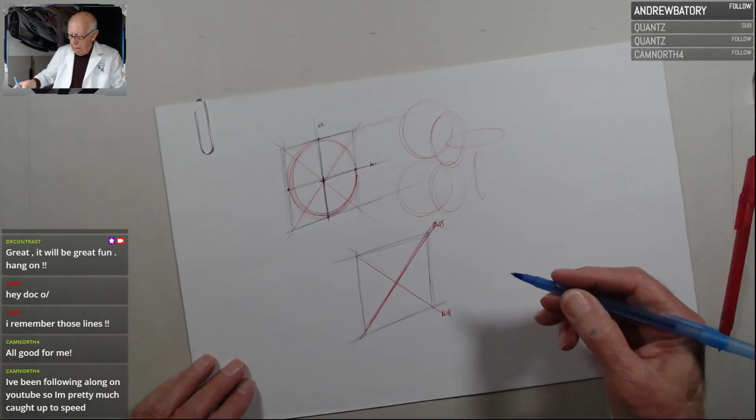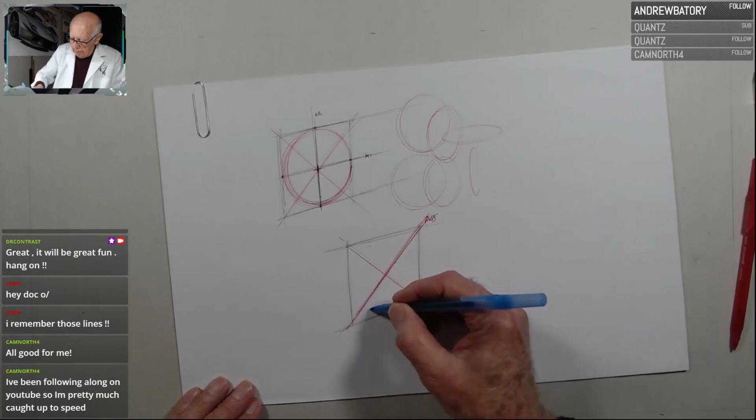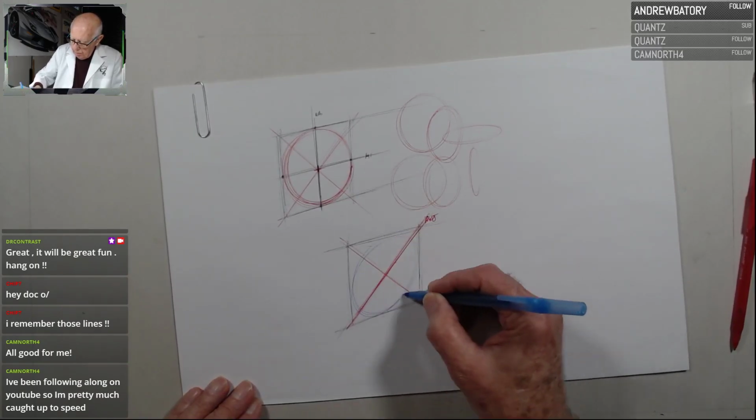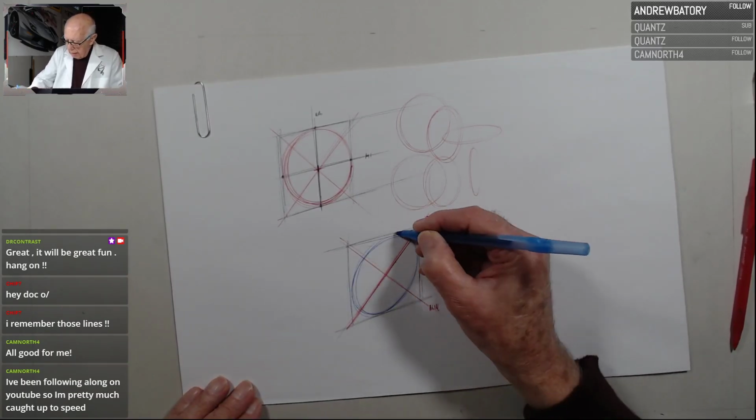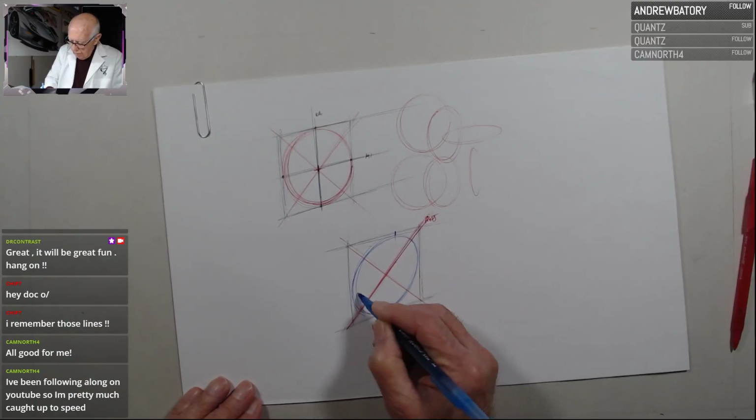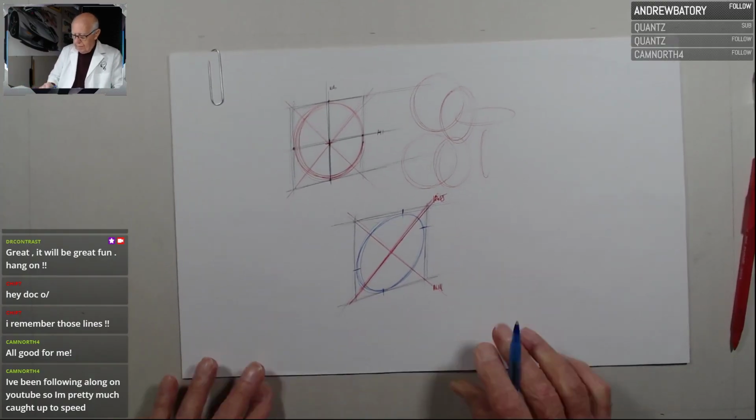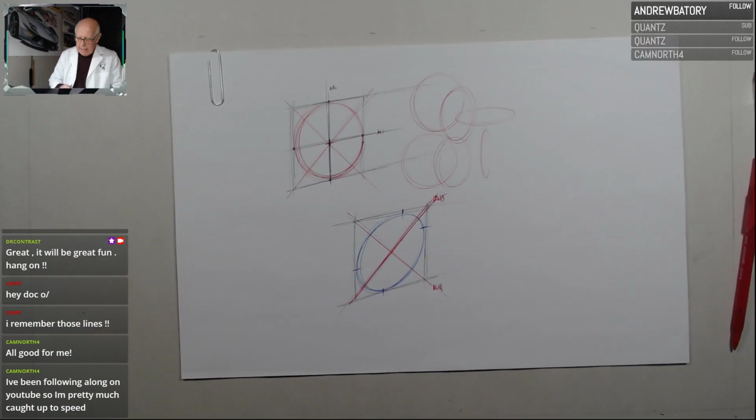Let me use a blue pen here. It's not going to look like this. You tell me. Look where the contact points are. Does that look suitable to you? Not at all. That whole thing is distorted.